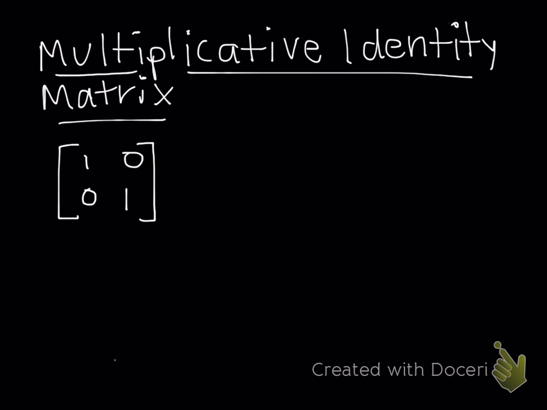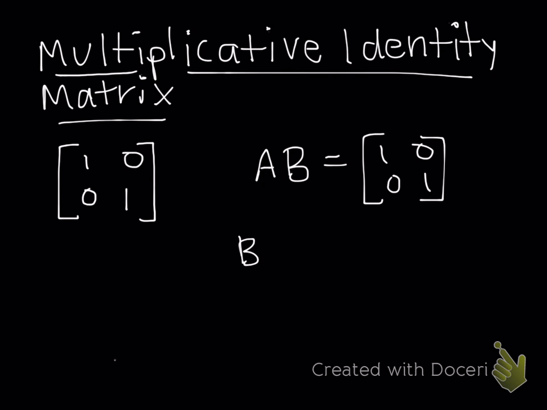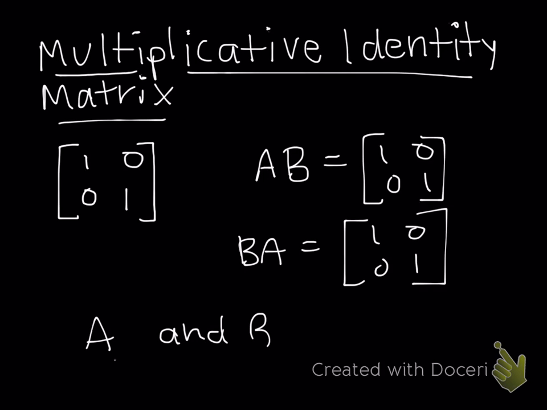The identity matrix looks like so, notice I have 1, 0, 0, 1. And if we're trying to prove two matrices are the inverse, I have to multiply A and B together and get the identity matrix. And then I have to reverse the order. And if I get this result, then I would say that A and B are the inverse. So they are inverses of each other.